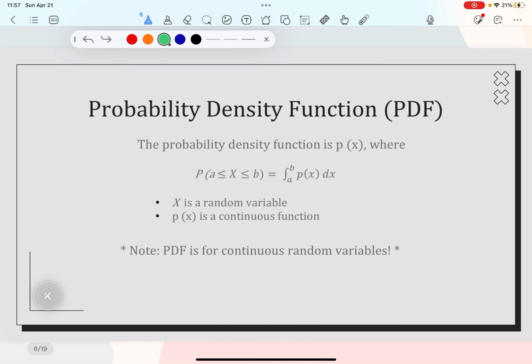All right. So now we get into what we're actually going to be discussing, the probability density function, or PDF, otherwise known as.